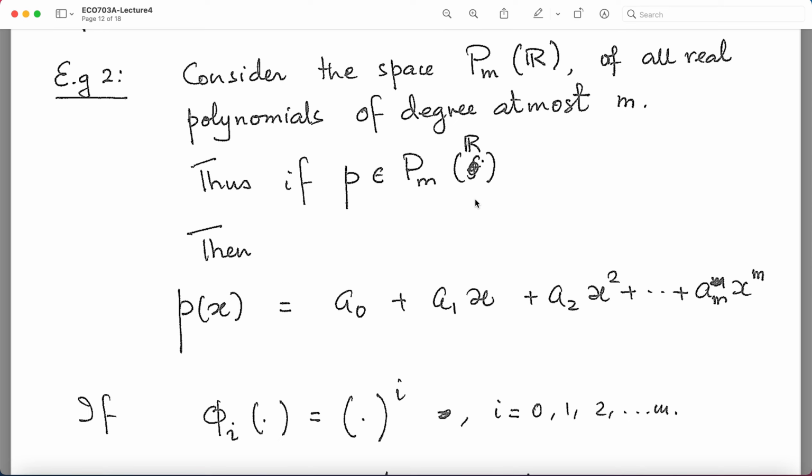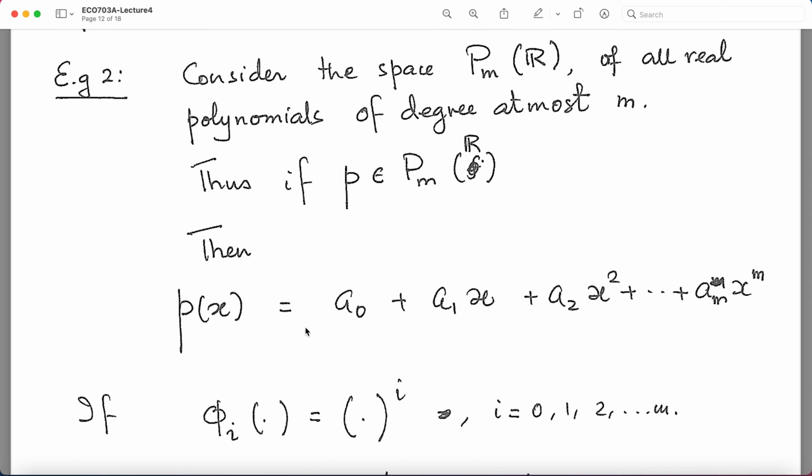So, given any P an element of Pm of R, P should look like this. When I have a function, how do I recognize a function? A function can be only recognized by how it is acting on the input variable. That is the only way I can recognize a function, otherwise I do not recognize it. P is just an abstract thing, P is a polynomial. How does it operate? So, given any real number x, there will be coefficients a0, a1, a2, up to am, such that P of x is a0 plus a1 x plus a2 x square plus up to am x to the power m.